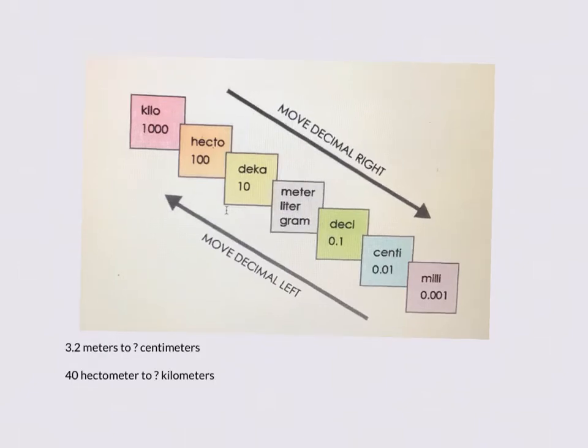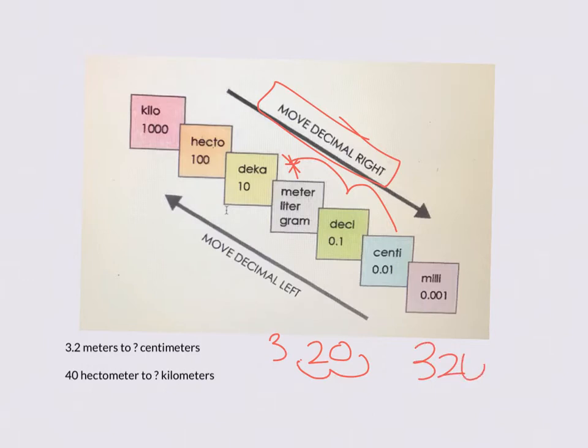So let's say I wanted to change 3.2 meters to centimeters. What I'm going to do is first of all notice where the meters are, because that's my beginning part here. And then I'm going to notice how many jumps I have to do to get to centimeters. I'm going to go down 1, 2 jumps. If you look here, it says move the decimal to the right. So I'm going to take that 3.2 and move it. How many jumps did I do? I did 2 jumps. I'm going to move it 2 spaces to the right. I'm going to have to add an extra 0 to do that. So 3.2 meters is 320 centimeters.